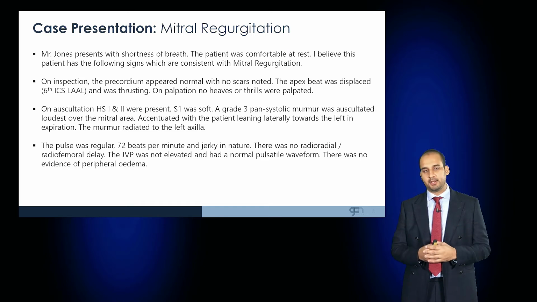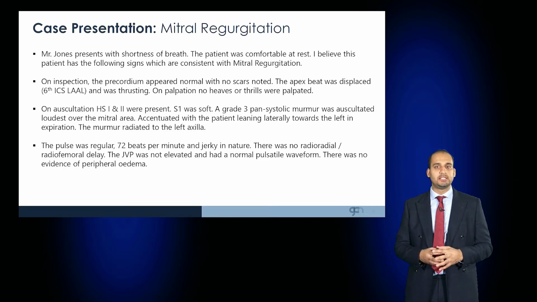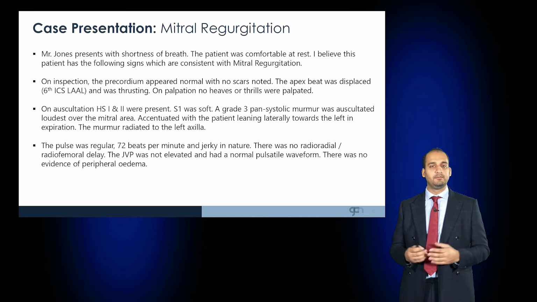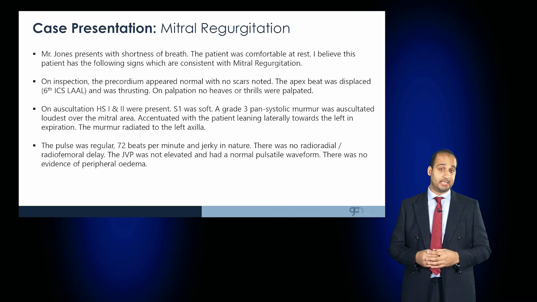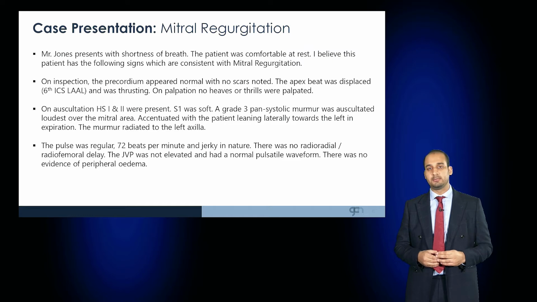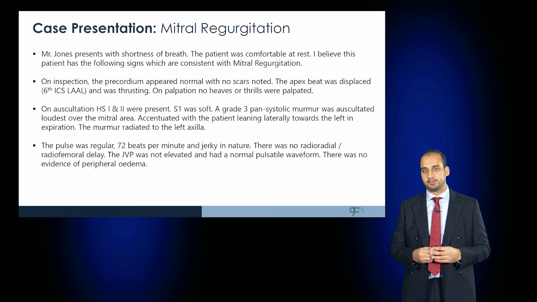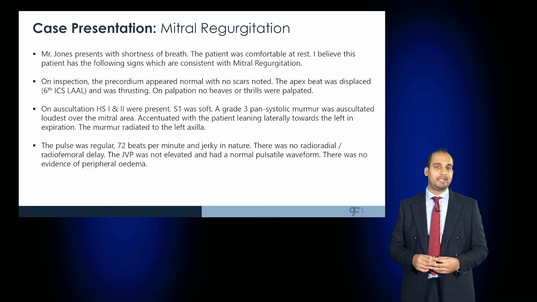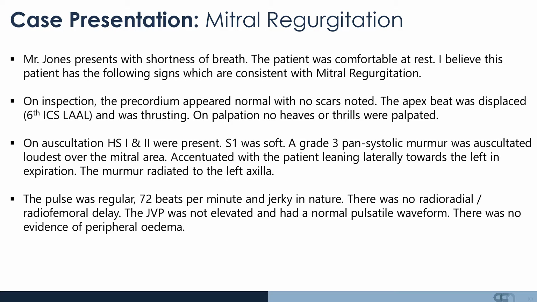So putting this together, Mr. or Mrs. Jones presents with shortness of breath. The patient was comfortable at rest, and I believe the patient has signs consistent with mitral regurgitation. On inspection, the precordium appears normal with no scars noted. The apex beat was displaced, found in the 6th intercostal space, left anterior axillary line, and thrusting in nature. On palpation, there were no heaves or thrills palpated.